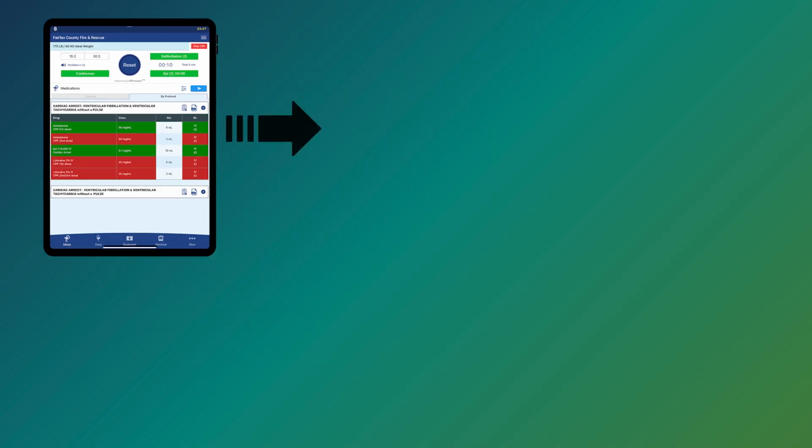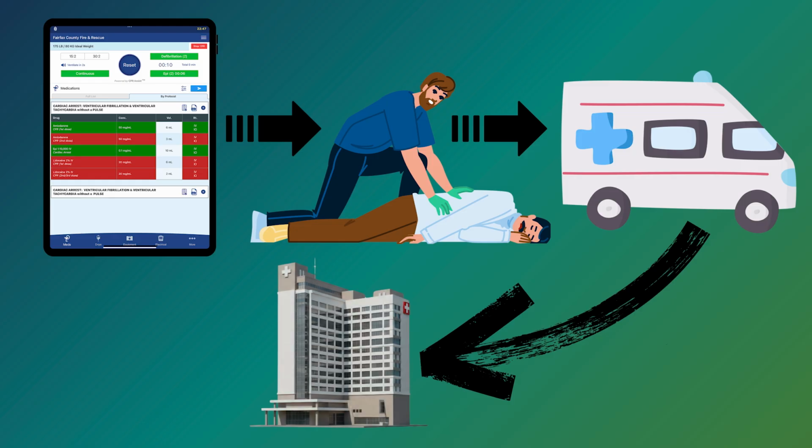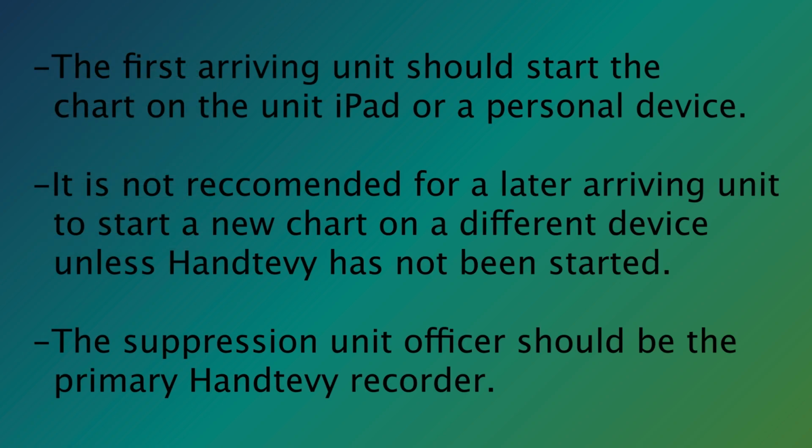Whichever device the chart is started on needs to stay with the patient until you reach the hospital. This means the first arriving unit's iPad will be taken by the transport unit. It is not recommended to start another CPR Assist chart on a different device after the code has begun. An EMS captain or ALS specialist arriving last on the scene should not document procedures already performed on their device, as that would affect timing accuracy. However, they can take over the role of the Handtevy recorder on the first arriving unit's device if needed.